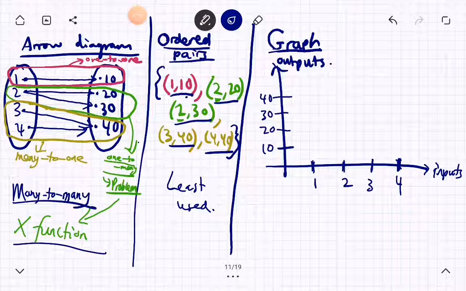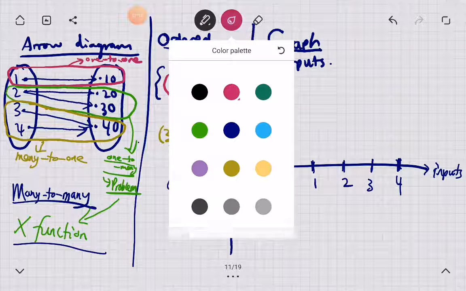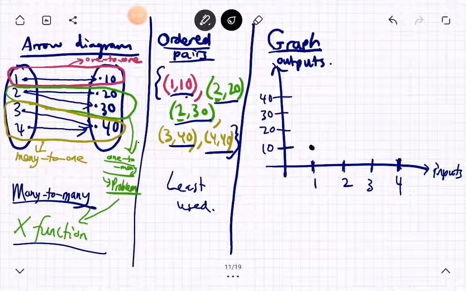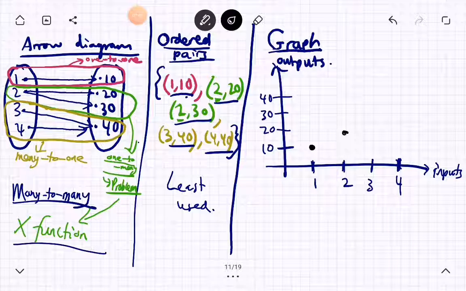Okay, so we represent each relation by a dot, a point. You look at where the input is and where the output is, and then you draw a point there. So this is our first point, which is at 1, 10. Our second point is at 2, 20. So 2 is the input and then 20 is the output, somewhere here. The third point has the same input but a different output, which is 2, 30.